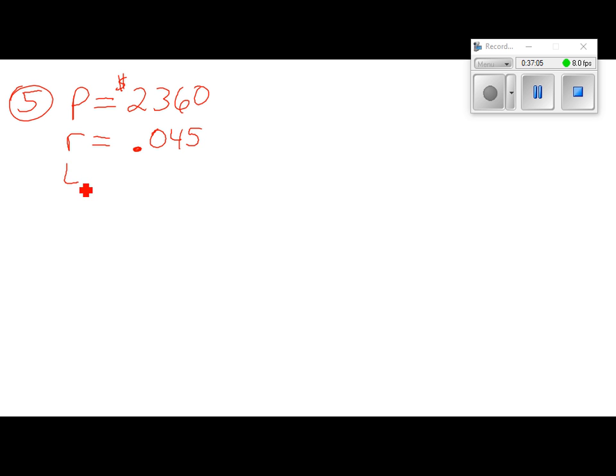T, let's make up a time here. I'm going to change it this time. Let's go 6 months. We're going to keep n as 4. We're still doing it quarterly? It says semi-annually. Oh, does it say semi-annually? Now let's do quarterly. We'll change that too.